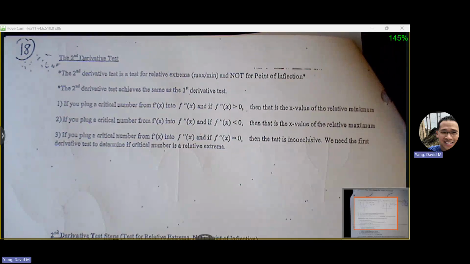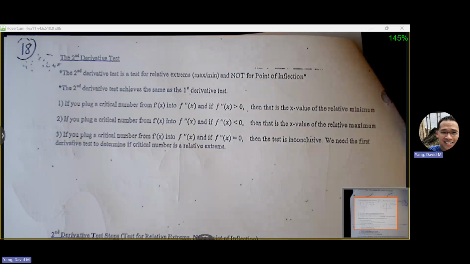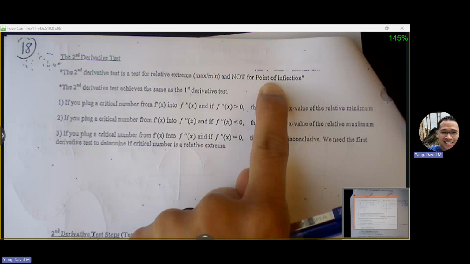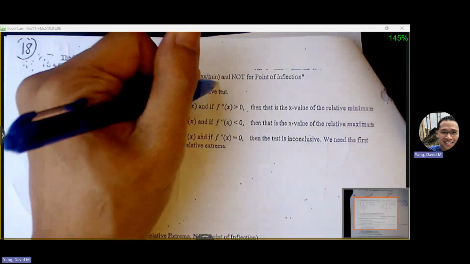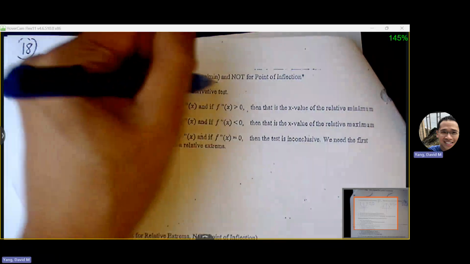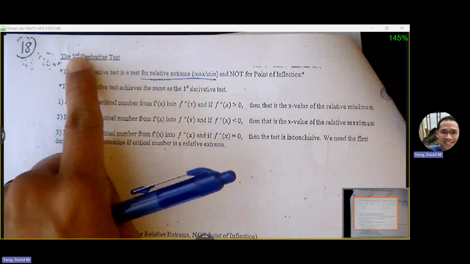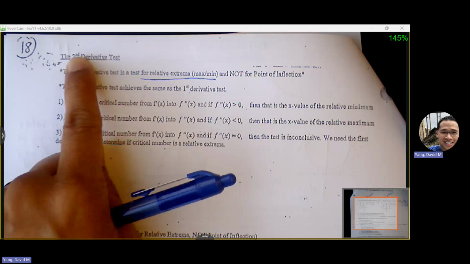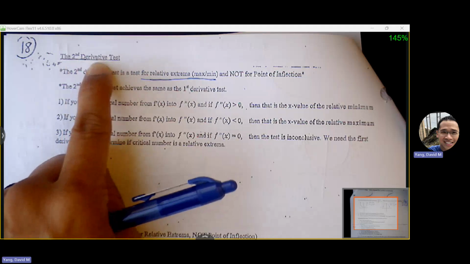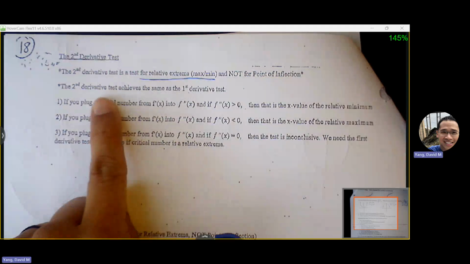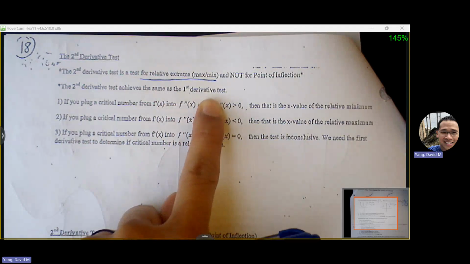Next page, page 18. So the second derivative test is a test for relative max and relative min, and it's not what we just did, points of inflection. And this feels a little bit strange because we already have a test for relative max, relative min, right? That's the first derivative test. But we have another test that does the same thing, also finds relative max, relative min, but it's using the second derivative function. Okay. So the second derivative test achieves the same result as the first derivative test.